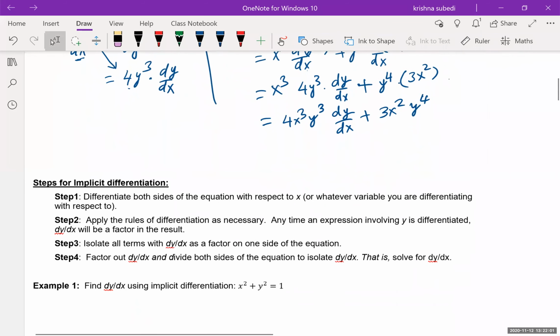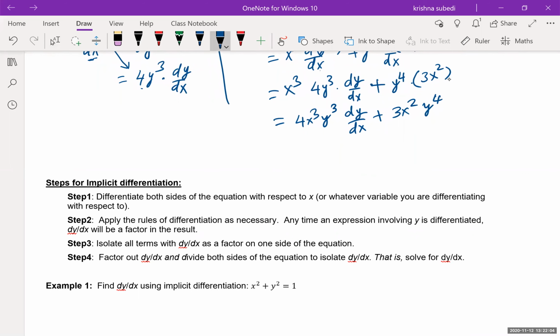So to find the derivative, I suggest you use this 4-step method. Step 1, differentiate both sides of the equation with respect to x. Step 2, apply the rules of differentiation as necessary. Step 3, isolate all terms with dy over dx as a factor on one side of the equation. And finally, you factor out dy over dx and then isolate dy over dx in order to get the final answer for the derivative.